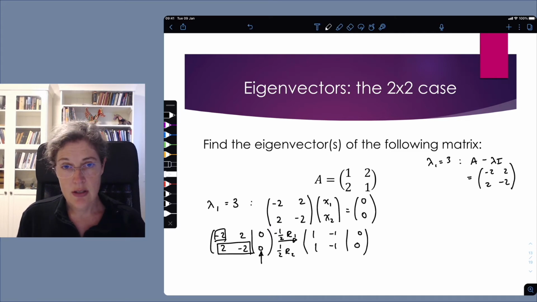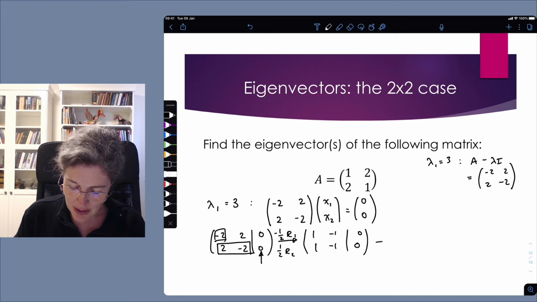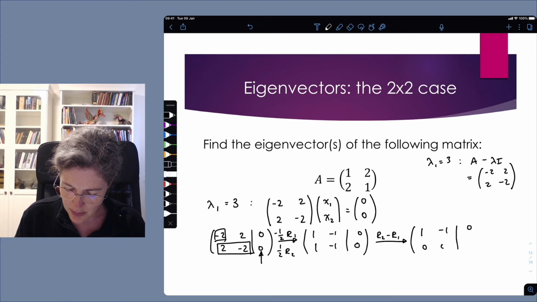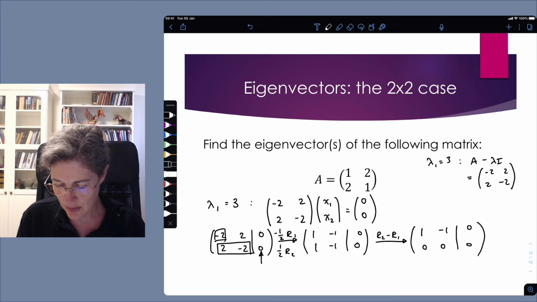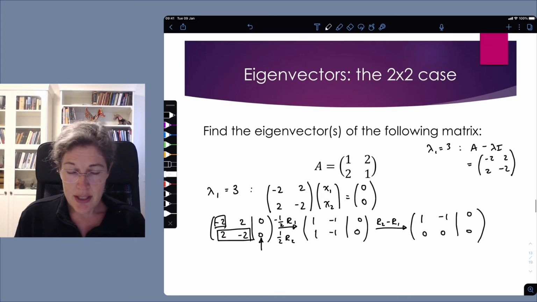And you'll notice, and this is something that you will find every time you're finding eigenvalues, you will have a row of zeros. Notice here, if I now take row 2 minus row 1, my row 1 is going to stay the same, and I've got a row of zeros. And that's all I can do. So how do I write out this solution?